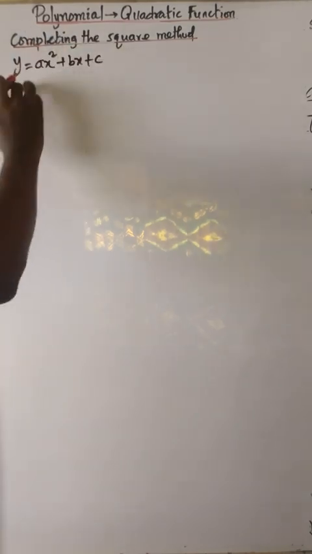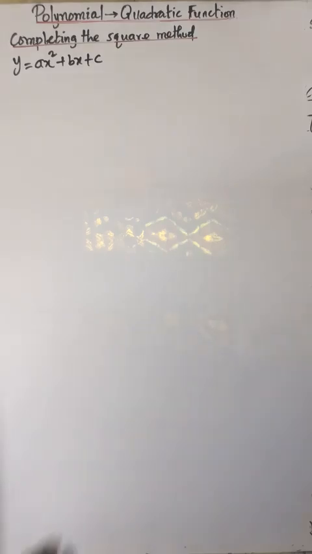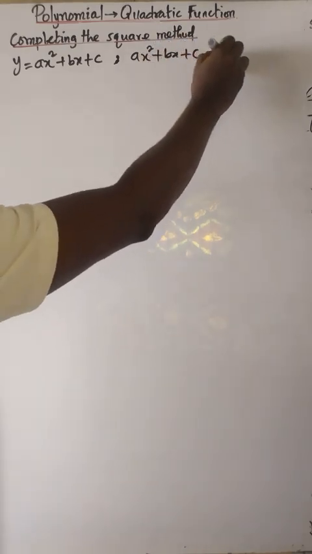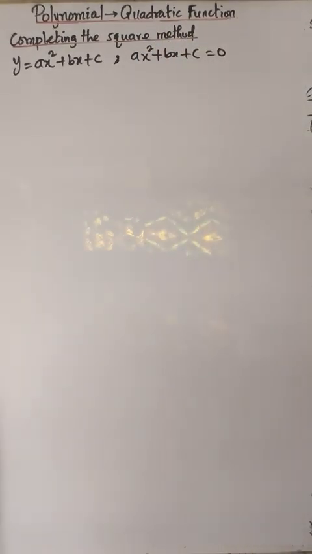Our last class we started quadratic function. Suppose we have y, which is ax squared plus bx plus c. So this y is a quadratic function of x. So suppose for when y equals 0, we are interested in getting the value of x. So this becomes a quadratic equation.